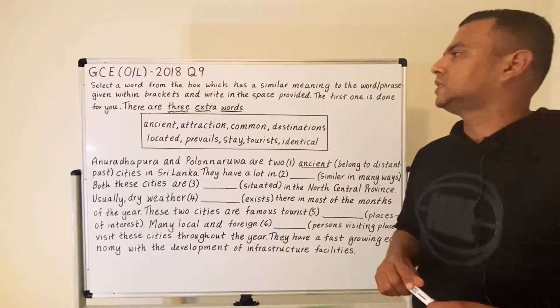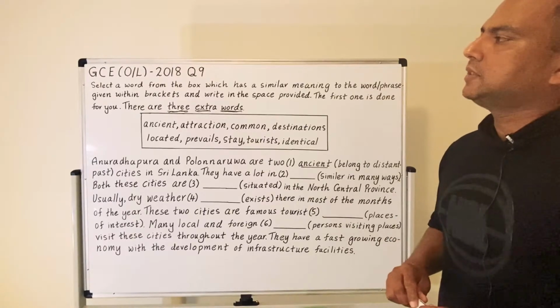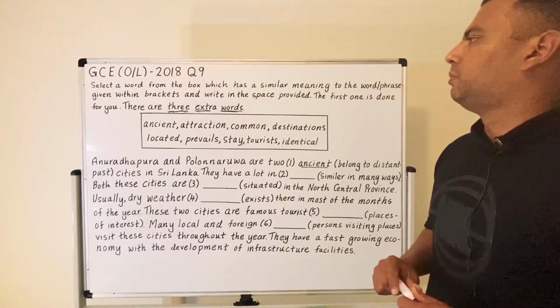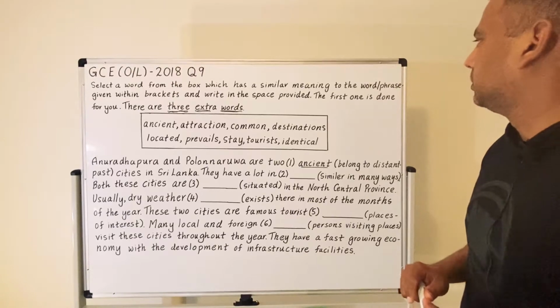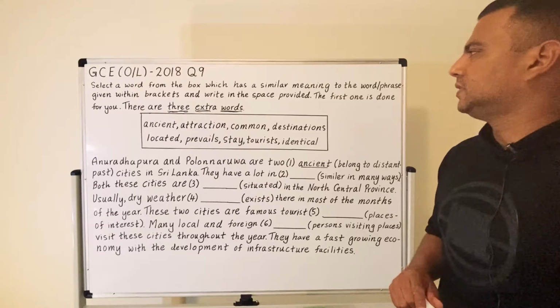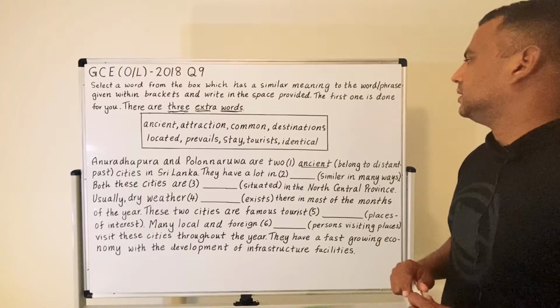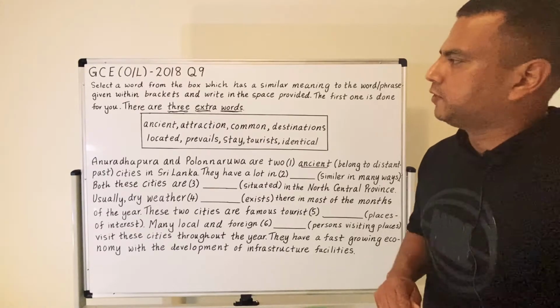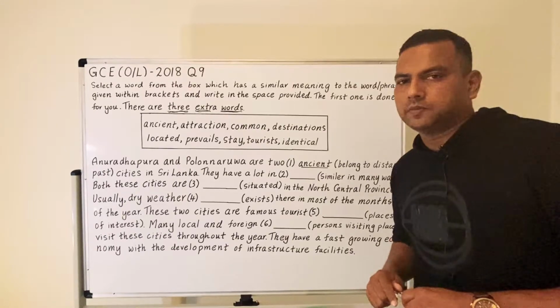So let's see what's the question that we have. It says select a word from the box which has similar meanings to the word or phrase given within brackets and write in the space provided. The first one is done for you. There are 3 extra words.